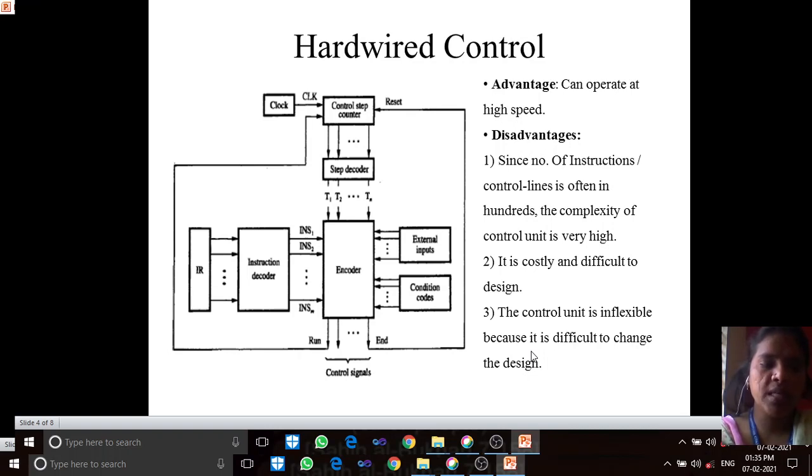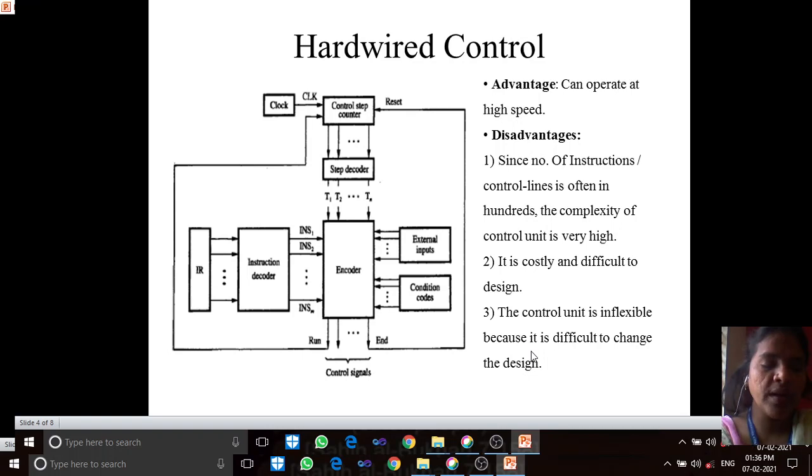The decoder encoder block is a combinational circuit. A decoder or encoder is a combinational circuit that generates the required control outputs depending on the state of all its inputs. The instruction decoder decodes the instruction loaded into the instruction register. If IR is an 8-bit register, then the instruction decoder generates 2 to the power 8, that is 256 lines, one for each instruction. So it consists of separate output lines.